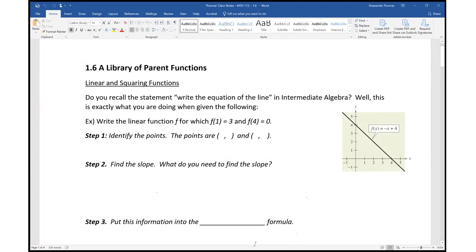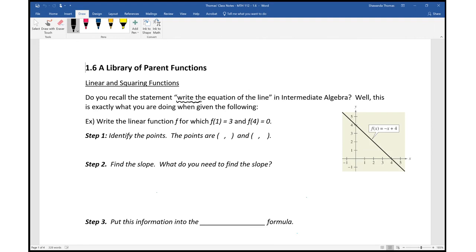So if you have taken intermediate algebra class before, you may have seen this statement: write the equation of the line. This concept from intermediate algebra is the same concept we're going to talk about in this video. But the problem is written slightly different. Now it's stated: write the linear function f for which, and it gives you function values.